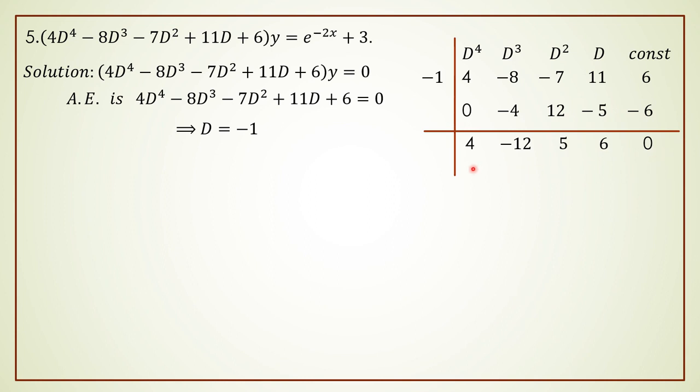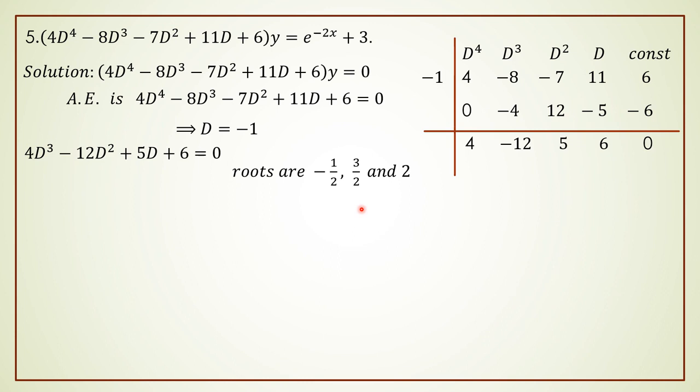That implies the first term is the coefficient of d cube, the second term is the coefficient of d square, the third term is the coefficient of d and the last term is the constant term. So that you have a cubic equation of the form 4d cube minus 12d square plus 5d plus 6 is equal to 0. Since it is a cubic equation, you can get the roots of this equation using calculators. So the roots of this equation are minus 1 by 2, 3 by 2 and 2.